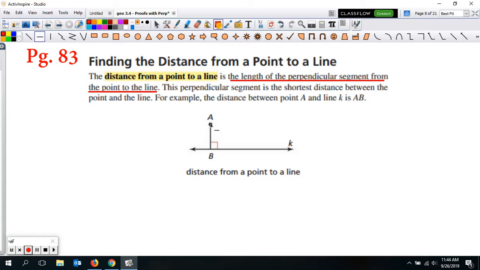So it's not just any line, because we could draw a line from here over to here somehow. We can draw something like that, but that's not a distance, because this is not a right angle from A to K. It's always got to be at a right angle for it to be called the distance from a point to a line. So the distance is always got to be at this 90 degree right angle. Let's go on to our next part.